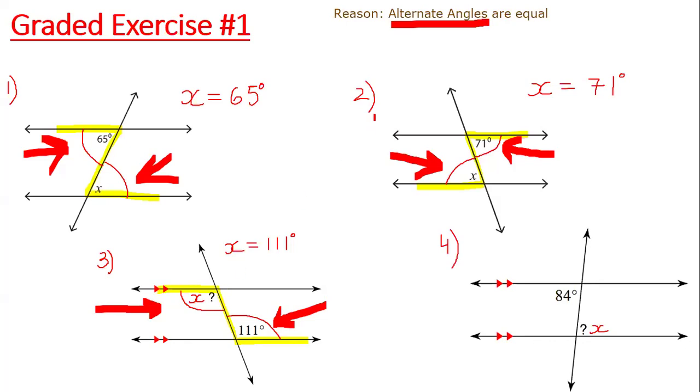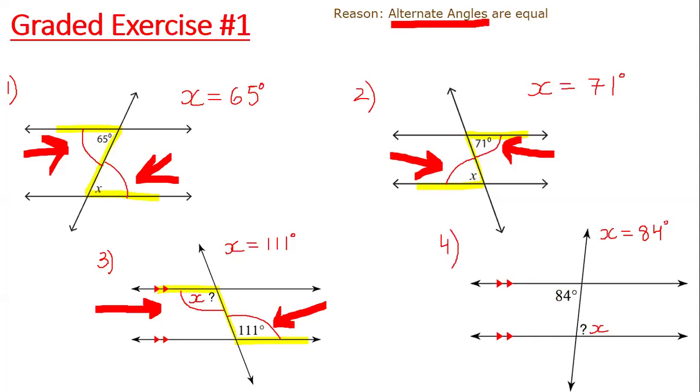Okay, next. Let's move on to number 4. Y'all could just say it in the mic, what y'all think. The answer for number 4 is going to be 84 degrees. So x is equal to 84 degrees.